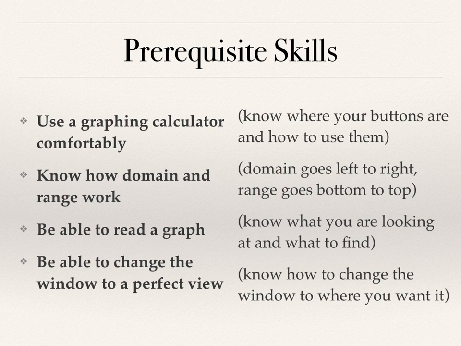Before you find the secrets to all this graphy goodness, you should know a few skills such as using a graphing calculator comfortably, like knowing where your buttons are and how to use them, whatever calculator you have or not. Know how the domain and range work, as in domain goes from left to right, and range goes from bottom to top. You need to be able to read a graph, especially, because that's what we're going to be doing today. And know what you're looking for, of course. And you have to be able to change the window setting to a perfect view of what you're looking at. You got to know where you want it so you can get what you want out of it.